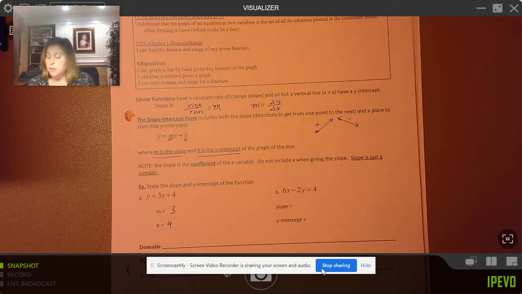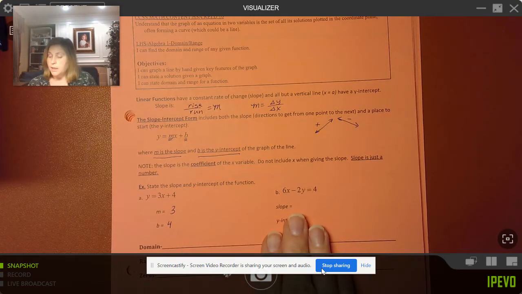So this means that the line will cross the y-axis at positive 4, and it'll have a positive slope of 3. So it'll go up 3, right 1, up 3, right 1. Or it could go down 3, left 1. We'll practice graphing those in a moment.